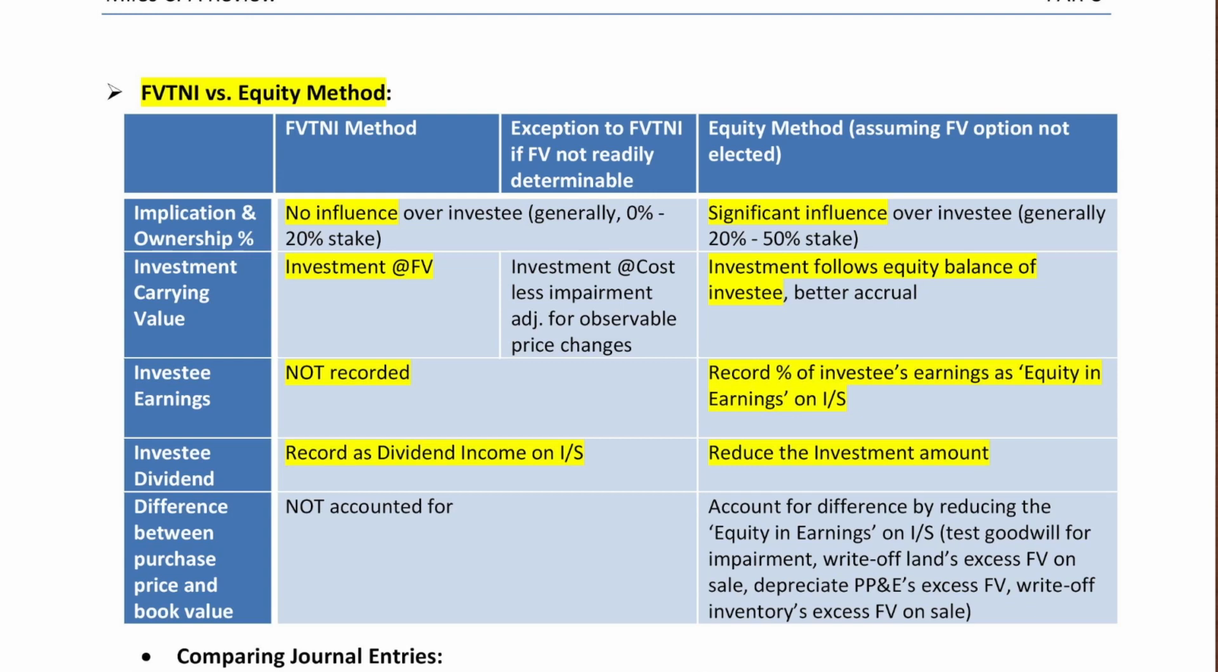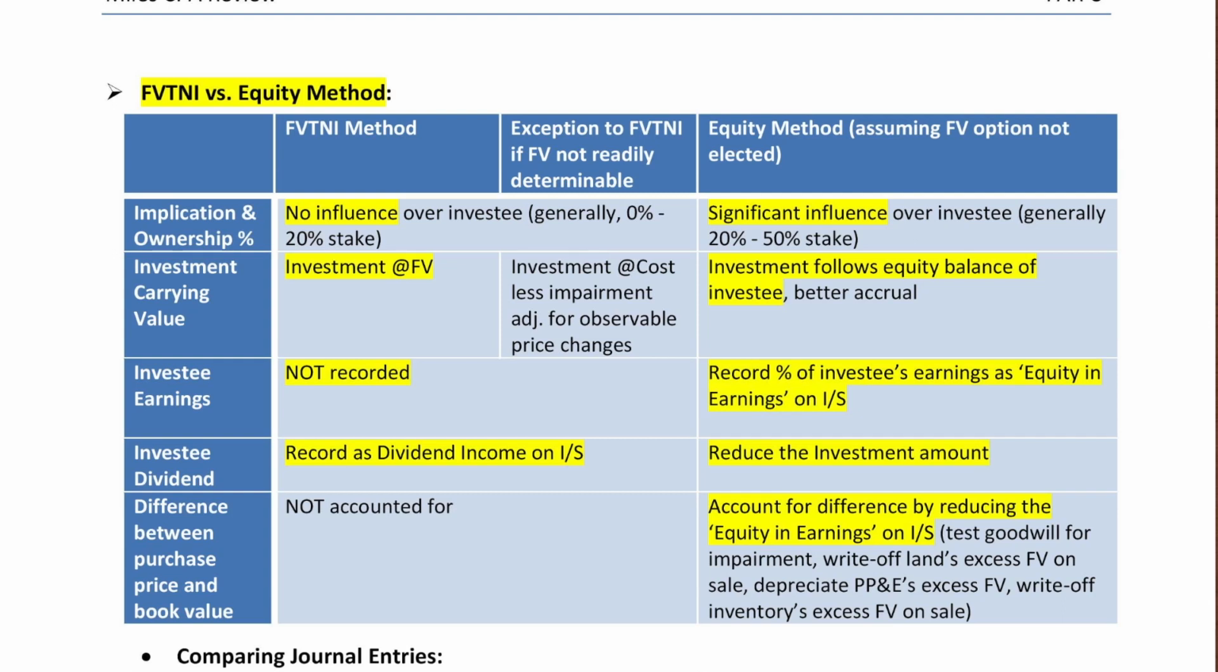And the last one regarding write-offs, which is the difference between the purchase price and the book value. Under the fair value through net income method, it does not matter because the investment is at fair value on the balance sheet. However, under the equity method, account for the difference by reducing the equity in earnings on the income statement.